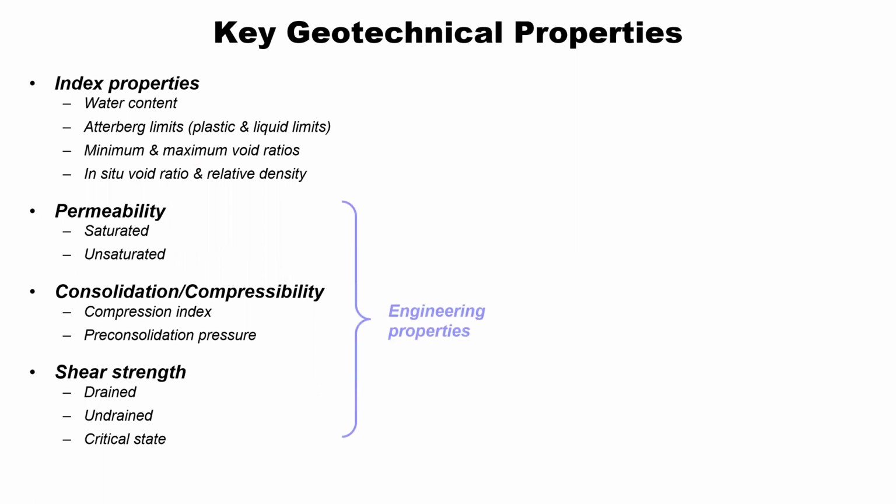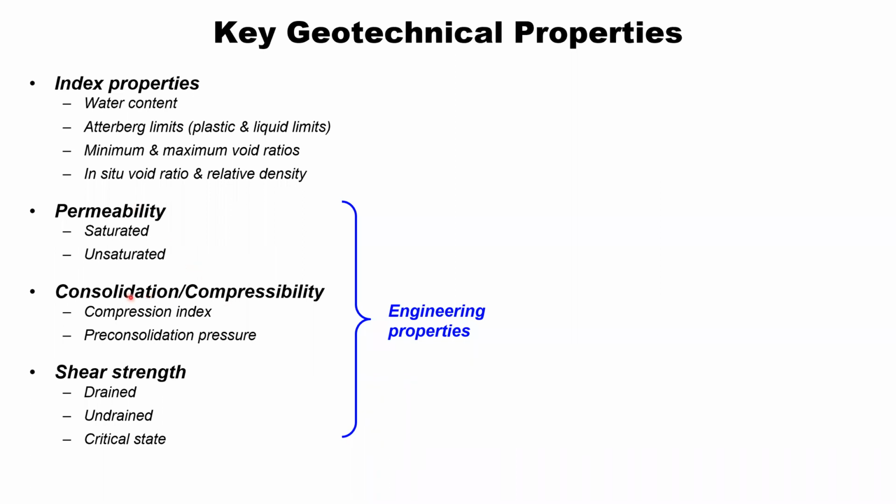What I want to focus on, though, is engineering properties. And engineering properties, I typically break up into three key properties. That is the permeability or hydraulic conductivity, and that's going to differ depending on the saturation conditions of the soil, whether that soil is fully saturated, partially saturated, or completely unsaturated. You will get very different values of permeability or hydraulic conductivity.